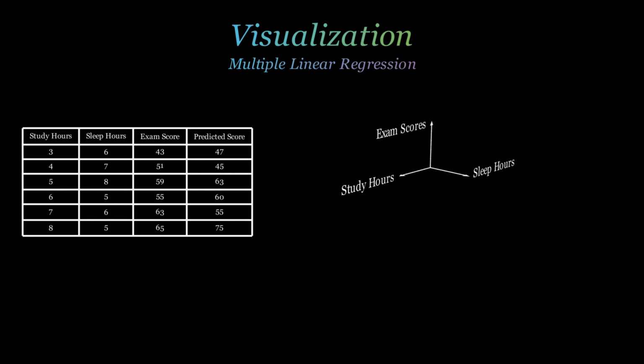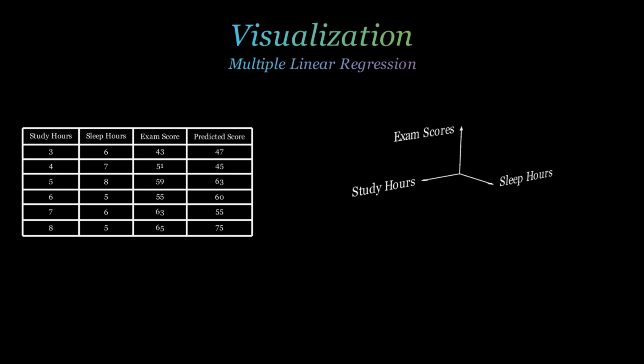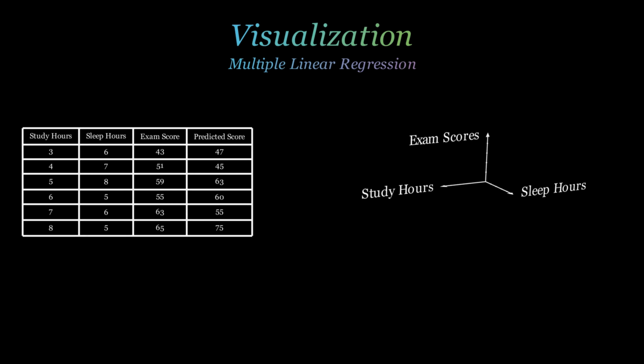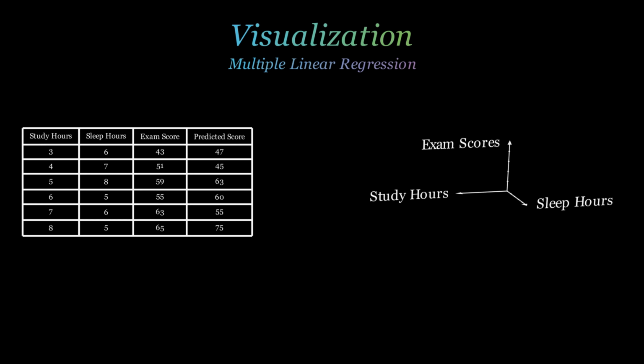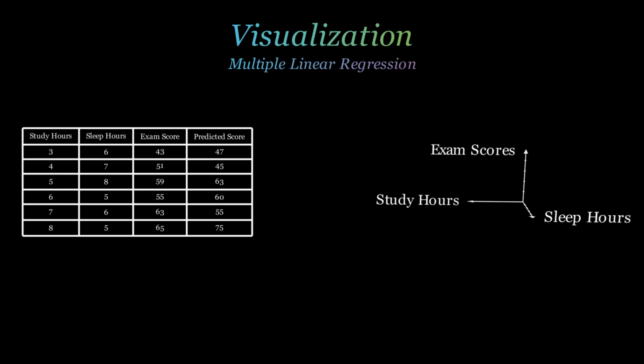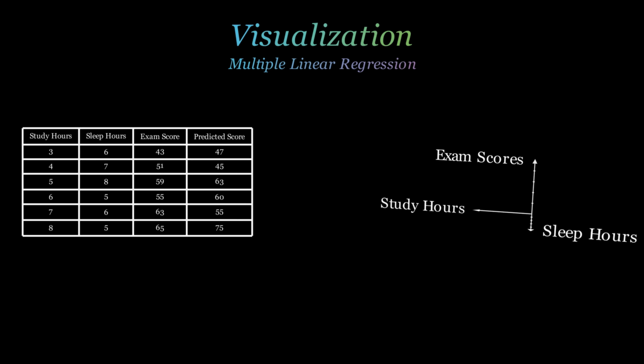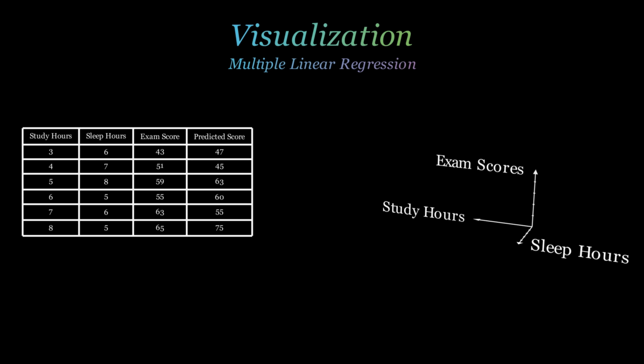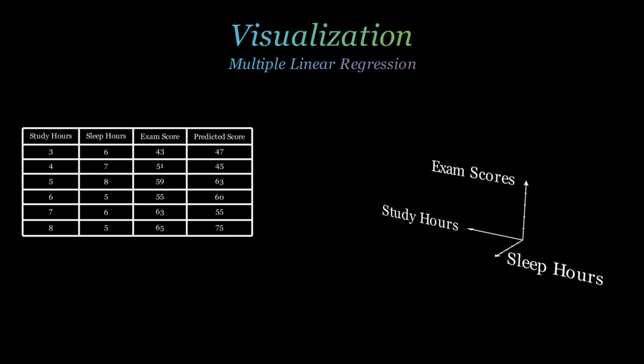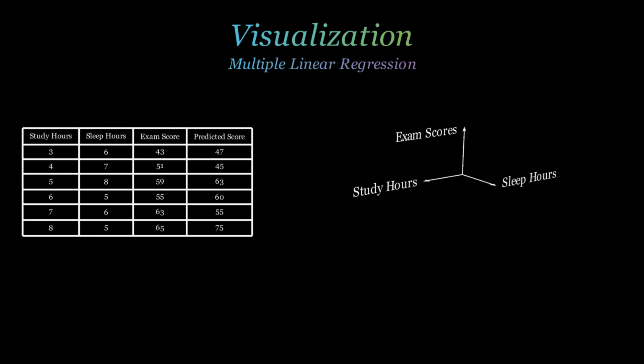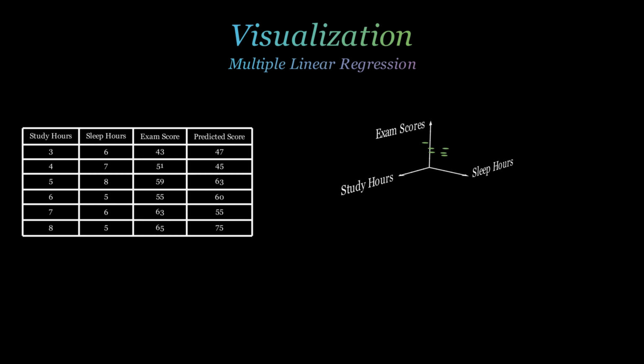On the right, we create a 3D graph with 3 axes representing study hours, sleep hours, and exam scores. The green dots represent the predicted scores based on the model. The yellow plane shows the actual scores based on the equation. This 3D visualization helps us see the relationship between these variables more clearly.